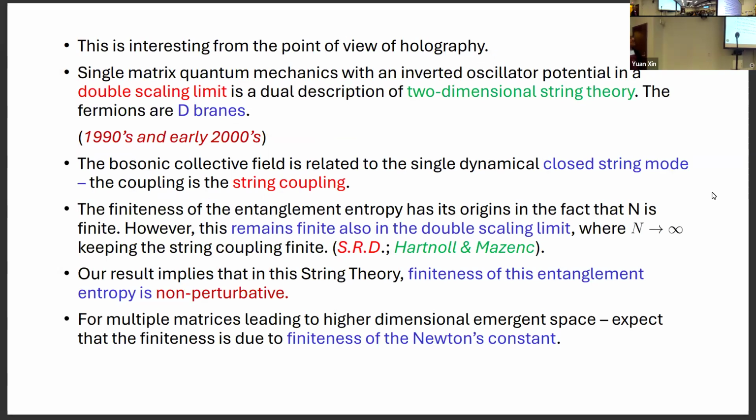This is interesting from the point of view of holography because, as I mentioned, this theory is dual to two-dimensional string theory, where the fermions are D-branes. The bosonic collective theory is related to the single dynamical closed string mode. The coupling is the string coupling. And the finiteness of the entanglement entropy, which has its origins in the fact that n is finite, remains finite in the particular limit in which it actually becomes a string theory. And as I emphasized, this finiteness of the entanglement entropy is non-perturbative, and it's related in the big picture to the finiteness of the Newton constant.